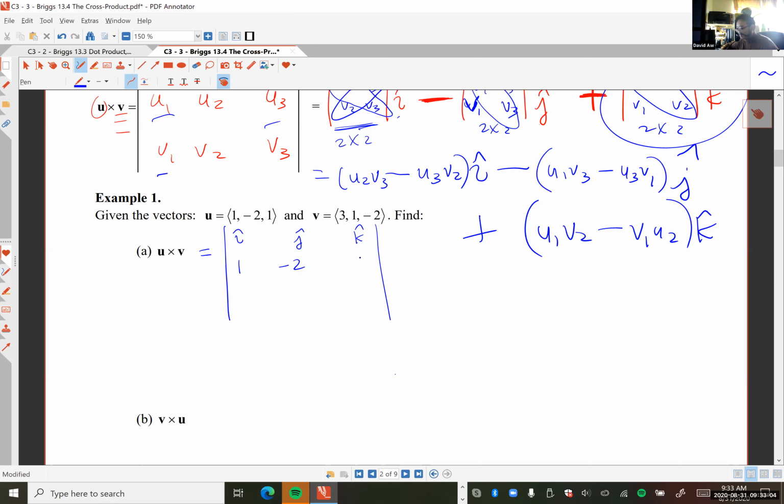Okay. So if you're following my lead on how you're going to find the cross product, I'm setting this up where I'm going to do the 3 by 3 determinant method to get my cross product of u and v, okay?